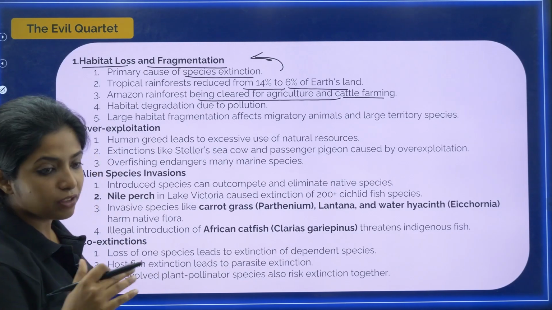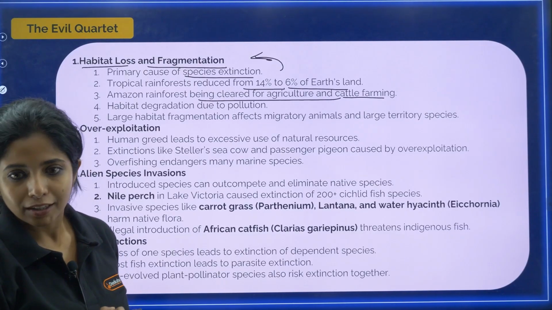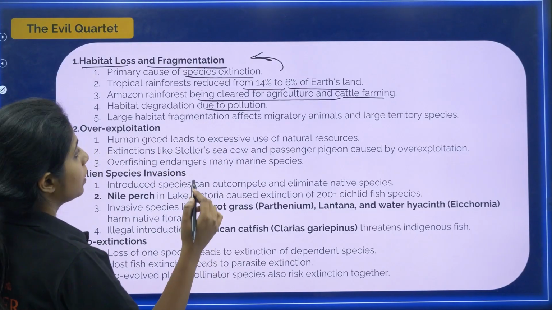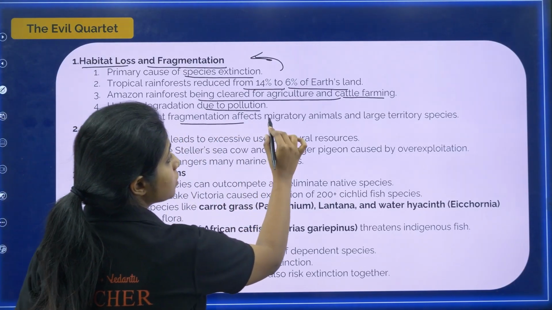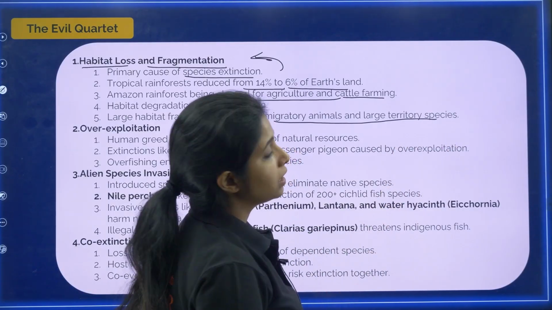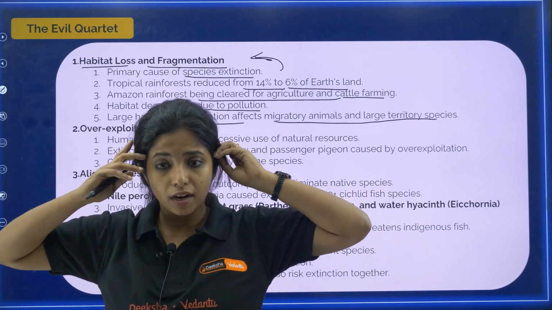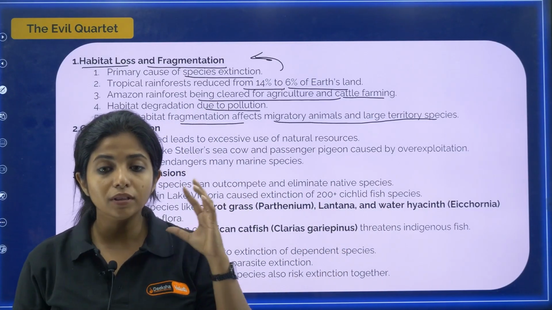Now, obviously, if they are clearing things out, the organisms which are going to stay up there, where are they going to go? You get it? So habitat degradation due to pollution as well is also one very difficult thing. Now, large habitat fragmentation affects migratory animals and large territory species. So, there are organisms who occupy large territories and they live over there. If you keep fragmenting there, they do not have enough space to live. Their whole life is being disturbed.